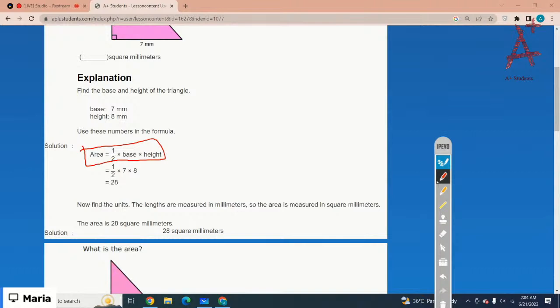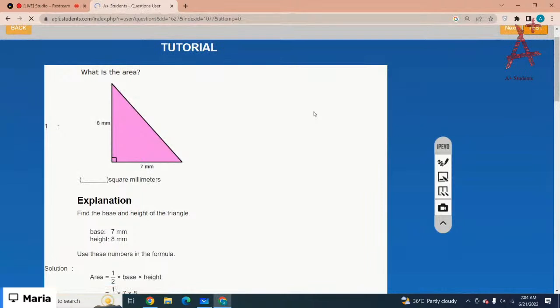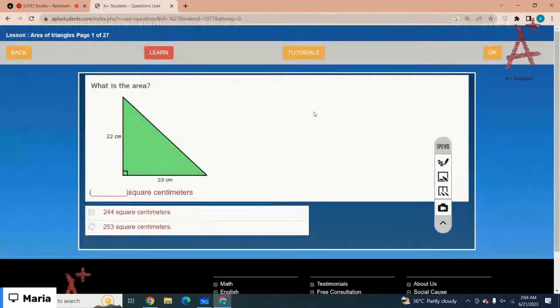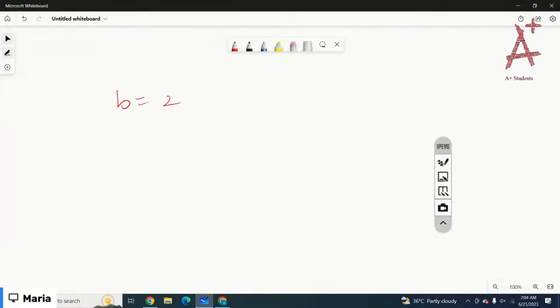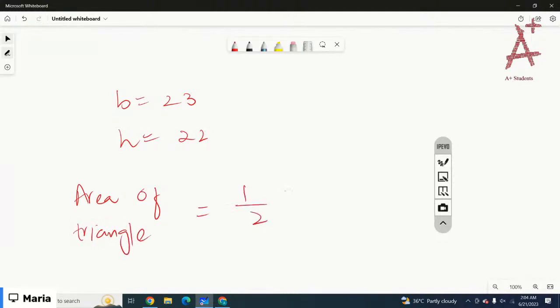Let's just start with the practice question. Okay, what is the area? Just look at the triangle. That is a right angle triangle. You are given the base is 23 and the height is 22. The base of the triangle is 23 and the height of the triangle is 22. You have to calculate the area of a triangle. So area of a triangle is half times base times height.